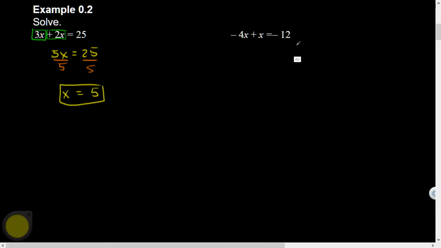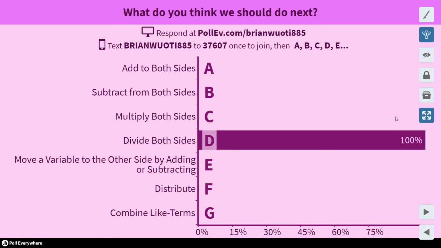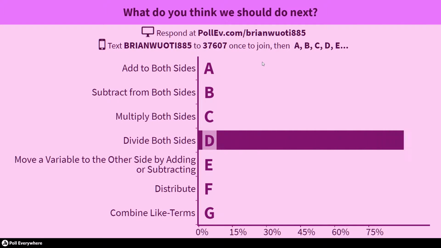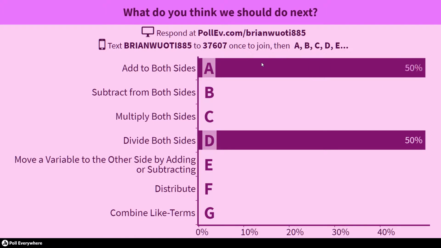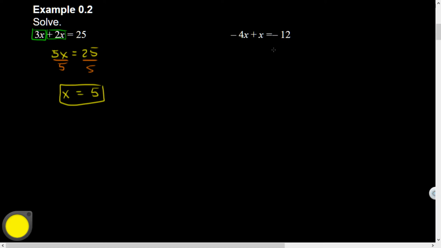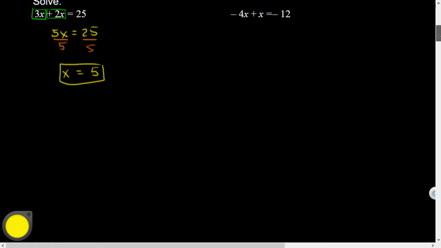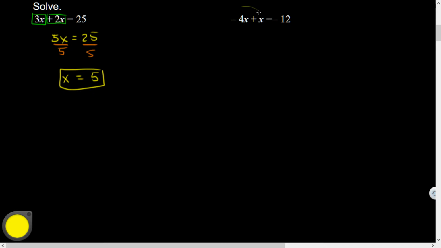Negative 4x plus x equals negative 12. Let's clear the results. What do you guys think we should do first? Let's see. Oh, we're getting multiple responses here. Now, according to El Libro, they said the first thing we should do is simplify each side of the equation if necessary. So for us, I've got some stuff on this side that can be simplified.